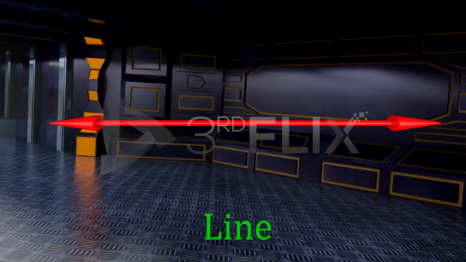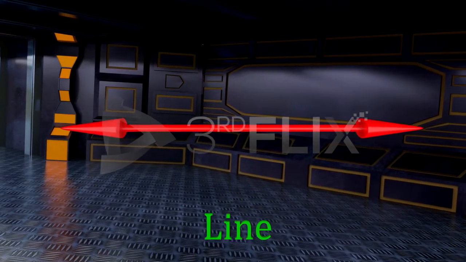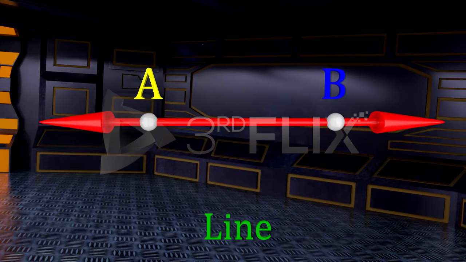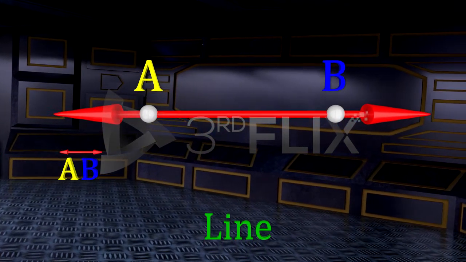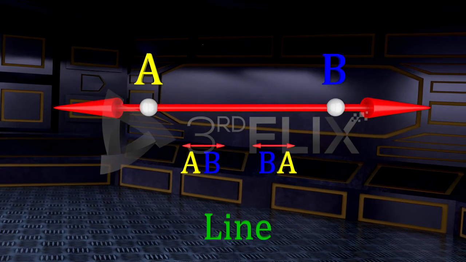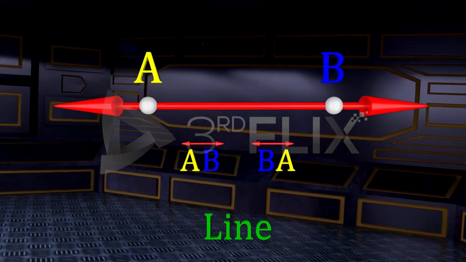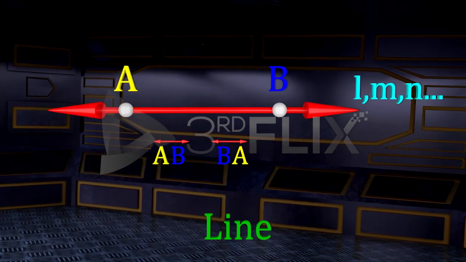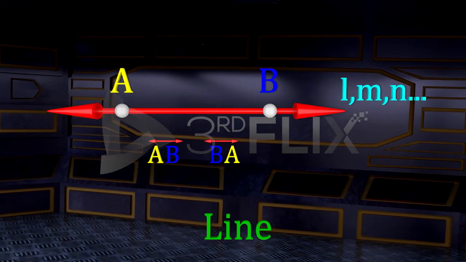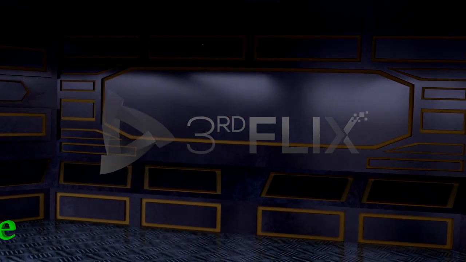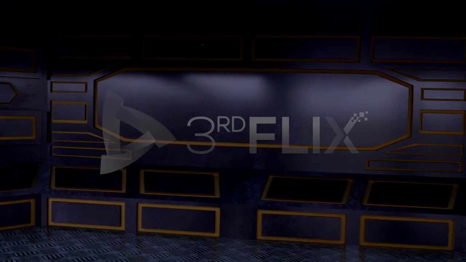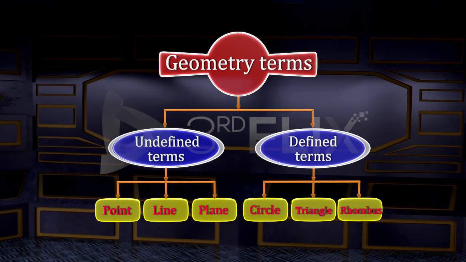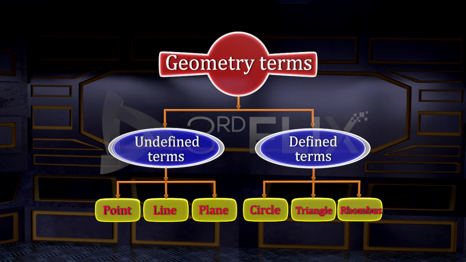A line is named by a single lowercase script letter or by any two or more points which lie on the line, line AB or line BA. We represent a line by a small letter l, m, n, etc. A line has no endpoints. All other terms related to geometry are defined based on these undefined terms: plane, point, and line. Summary.